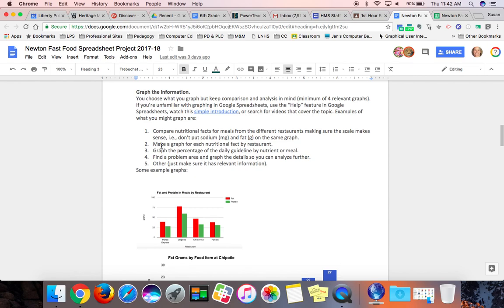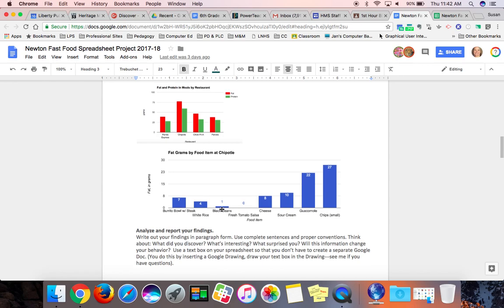You could make a graph for each nutritional fact by restaurant. You could graph the percentage of daily guideline by nutrient or meal. And then you can also just find something else that you think is interesting in your information and graph it.